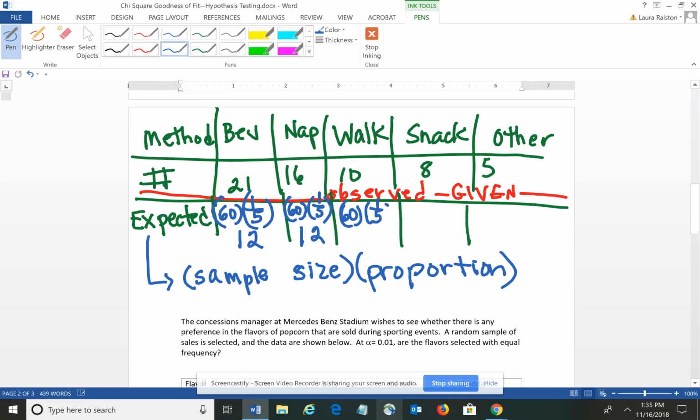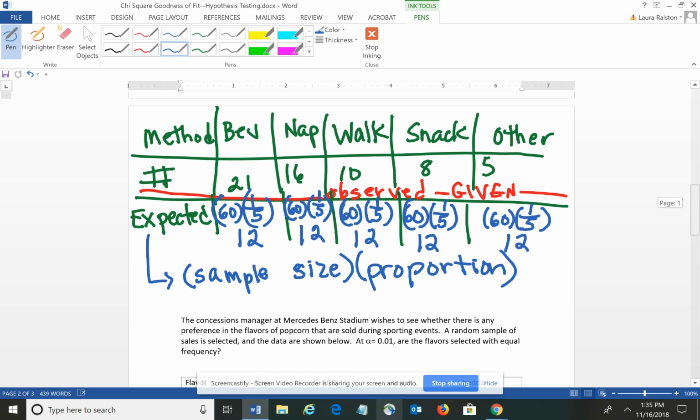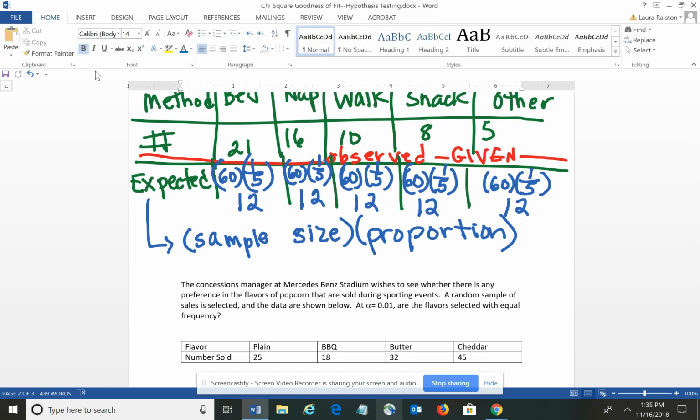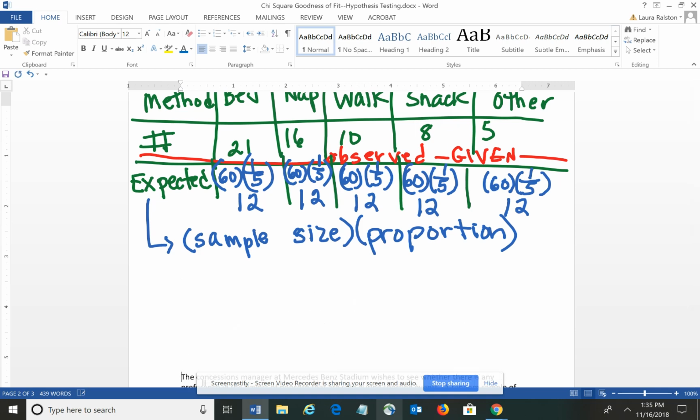60 people total in our survey. 1 out of 5 chance they're going to go for a walk. Again, that's 12. 1 in 5 chance they're going to eat a sugary snack. That's 12. 1 in 5 chance they do something else. And again, that's 12. So when you have equal proportions, the expected value is the same for each category.